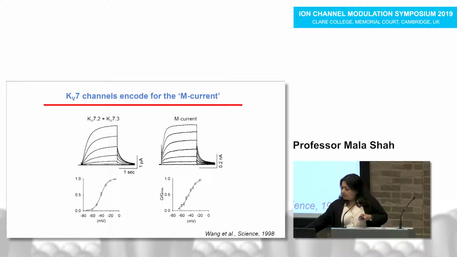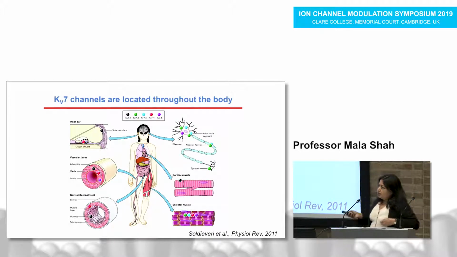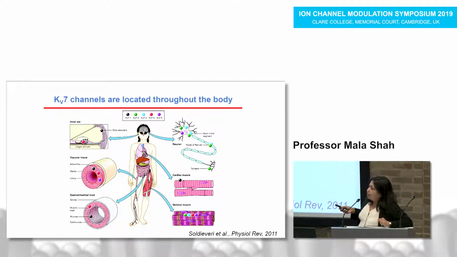These channels, although expressed in neurons, are also expressed in non-neuronal tissues, as shown here. Kv7.1 is expressed in cardiac muscle, skeletal muscle. You have 7.4, 7.2 and 7.5 and so forth, in the GI, vascular tissue, and in the inner ear, where there is a lot of Kv7.4.